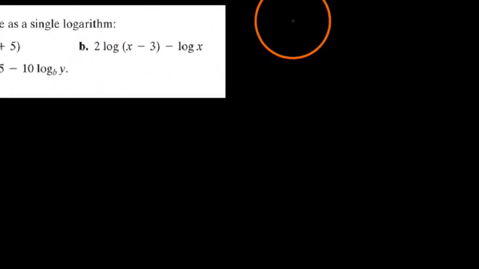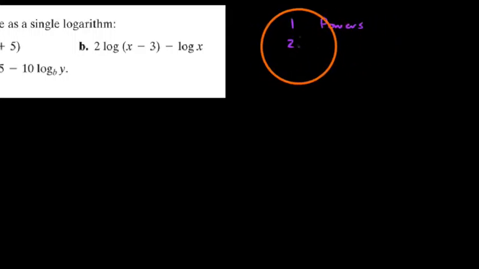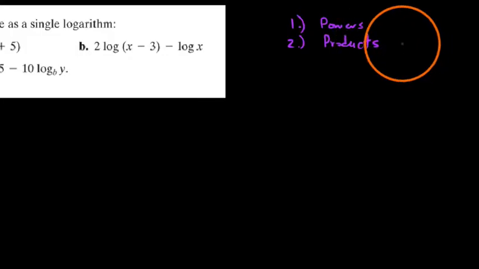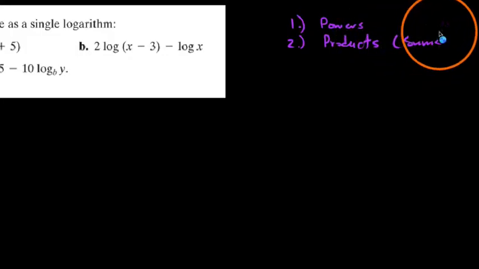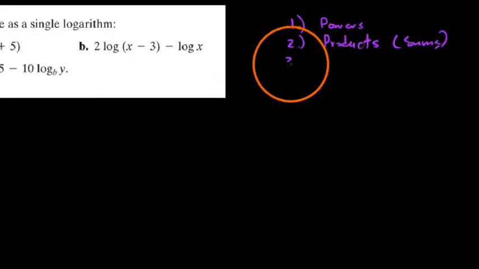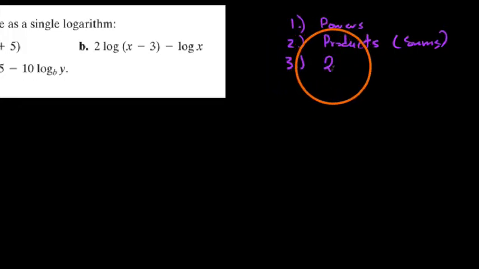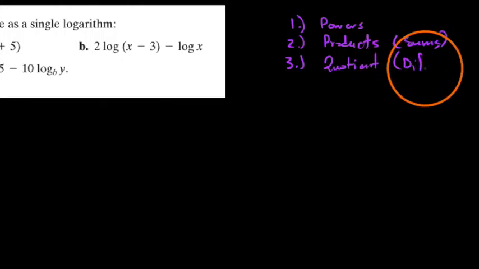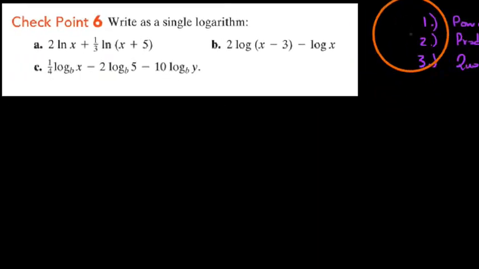And so remember, with condensing, what we're going to do first is put back powers if we can. Two, we will put back products if we see any products. What we're looking for when condensing is sums. Those will go back together as products. And then our third property, which was our quotient rule. A quotient will result if we have any differences in our expanded logarithmic expression here. So what we're going to look for first are powers.